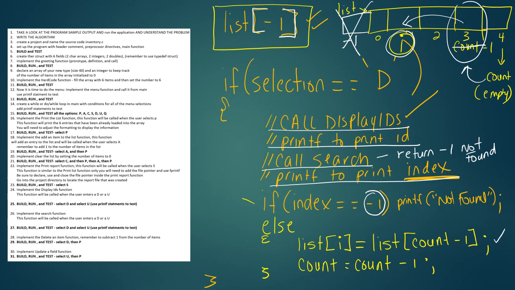For update, you would just call the display IDs, call the search, and then instead of deleting in this part, you're going to have to figure out what you want to update. So I would like for you to try to figure that out on your own.